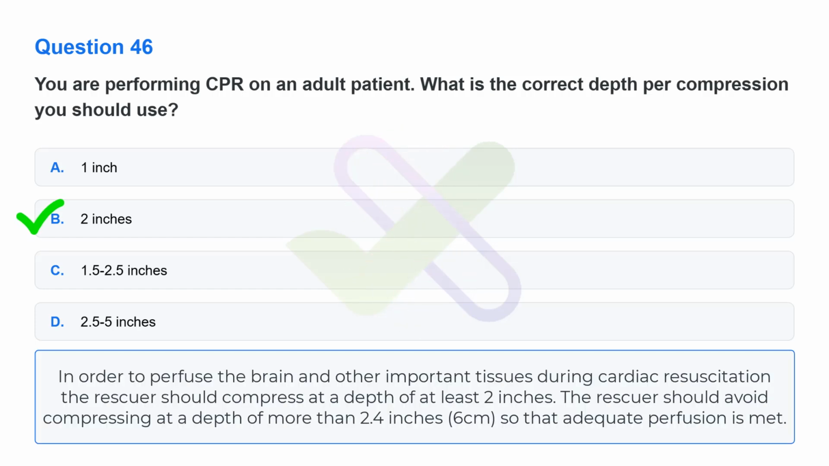Correct answer, B. 2 inches. In order to perfuse the brain and other important tissues during cardiac resuscitation, the rescuer should compress at a depth of at least 2 inches. The rescuer should avoid compressing at a depth of more than 2.4 inches, 6 centimeters, so that adequate perfusion is met.